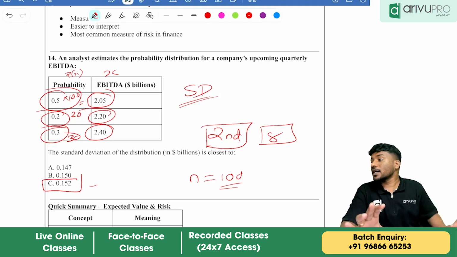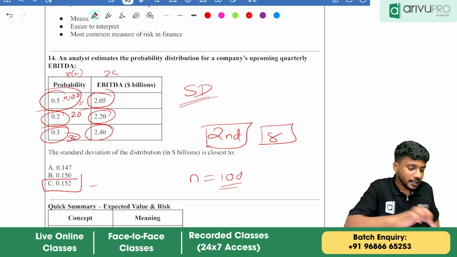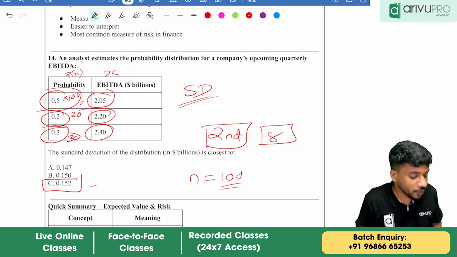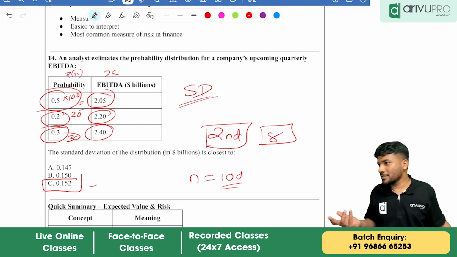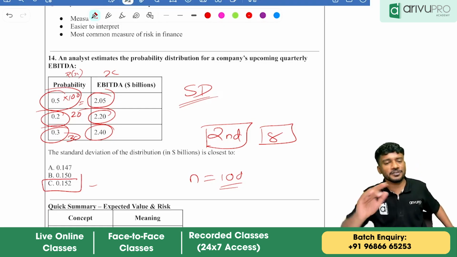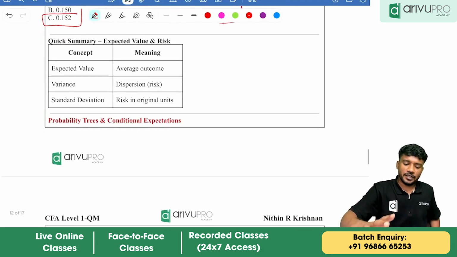Okay. Since we are finding standard deviation, how to find variance from this? Click square. You will get 0.0235 as your value for variance. But they will never ask for variance. Most of the time they will ask for what? They will ask for standard deviation.